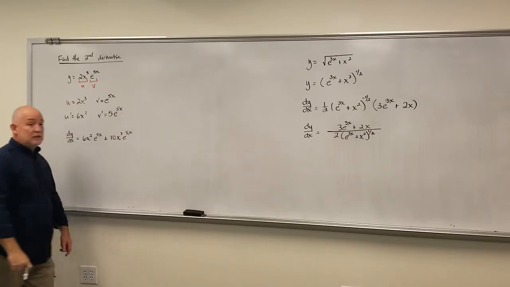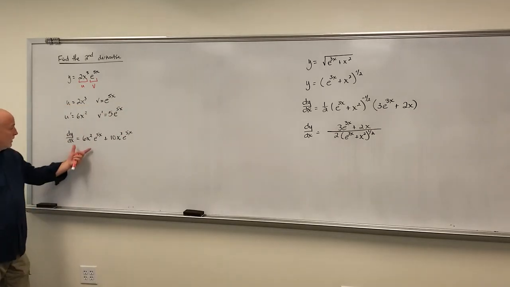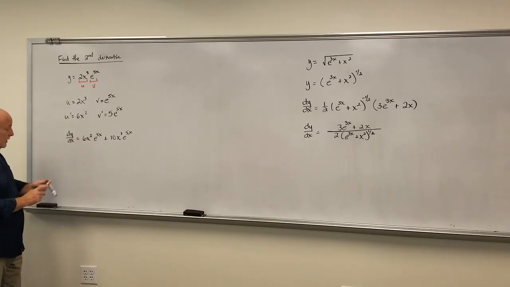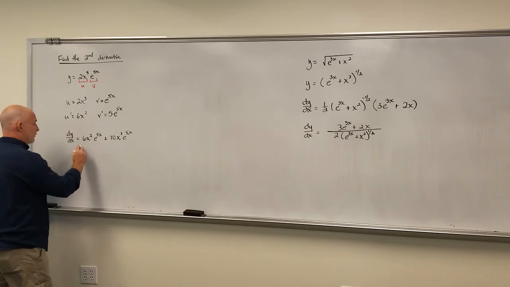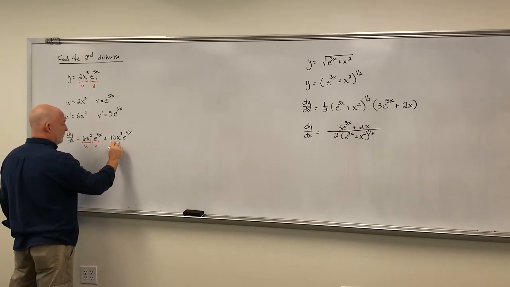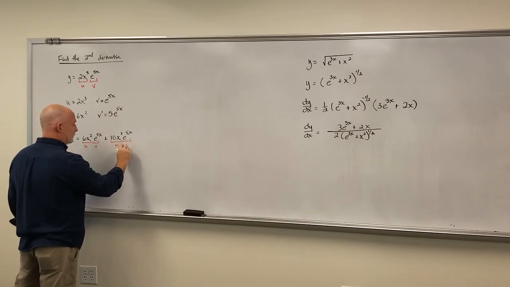Now we need to do the second derivative. Here we have two things we have to take the derivative of, and notice for both of these, we're going to have to do the product rule. So we've got a lot of writing to do here. For the first one, I'm going to use the same letters for u and v. You can change these up if you want.